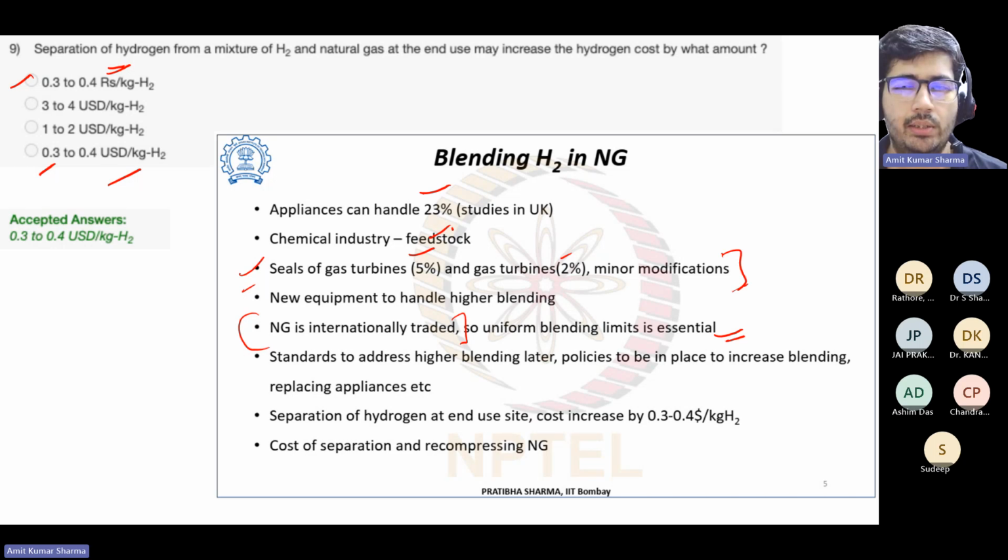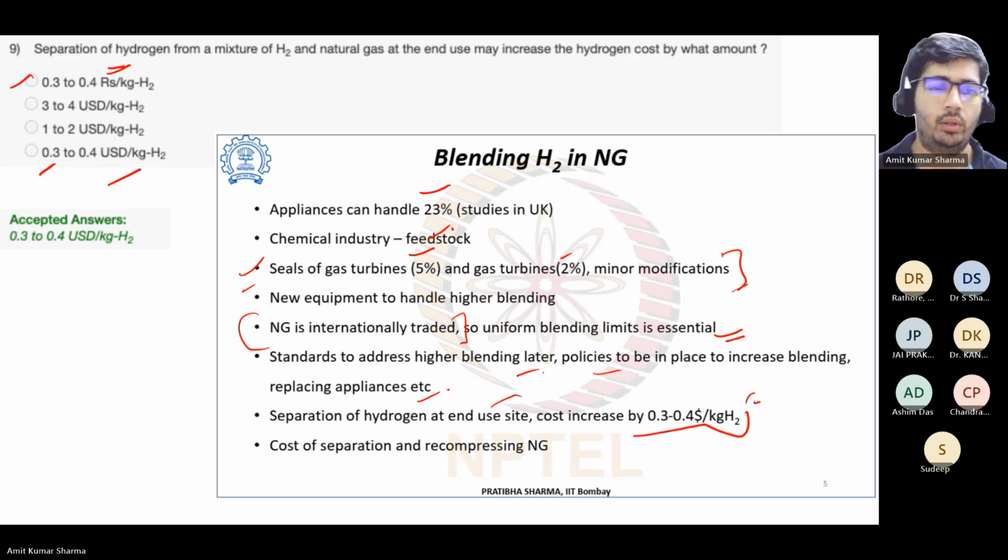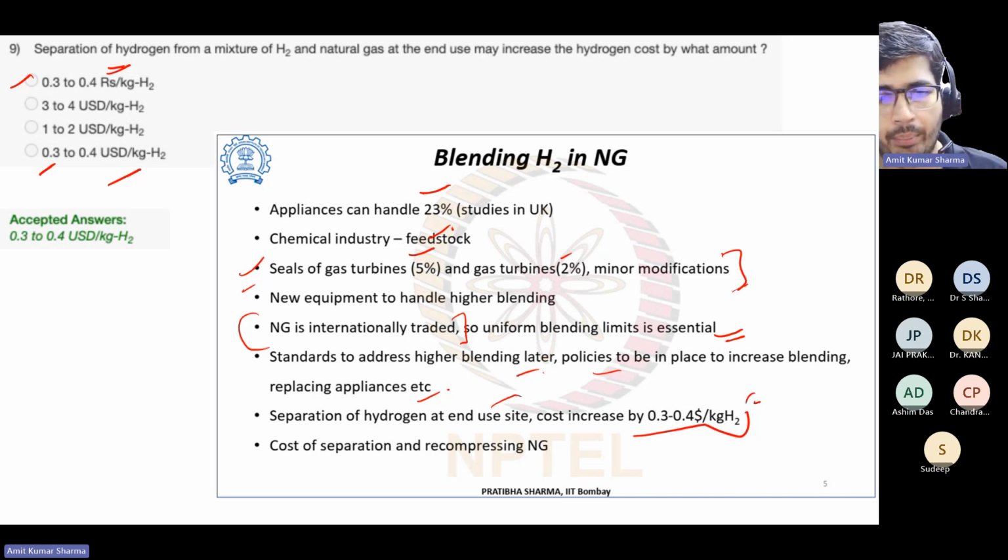So we should have uniform blending norms. There is a need for standards to address higher blending later, and policies to be in place to increase the blending, replacing appliances, etc. Separation of hydrogen at the end use site increases cost by 0.3 to $0.4 per kg H2. This is the cost of separation and recompressing natural gas.